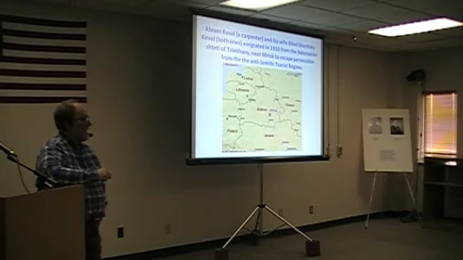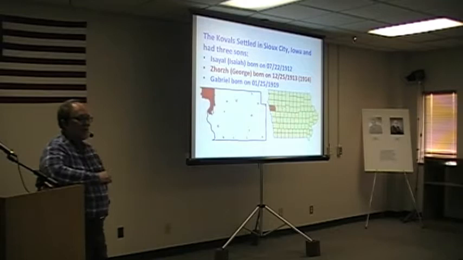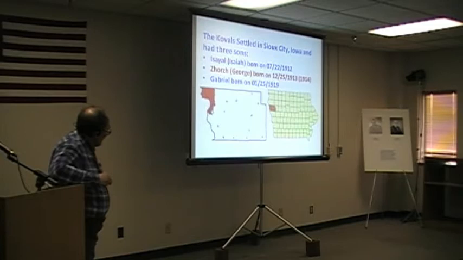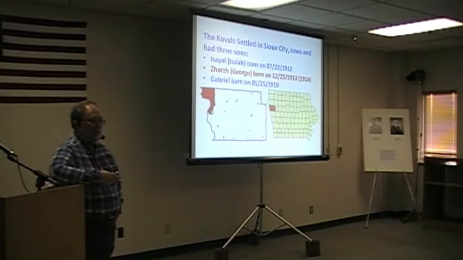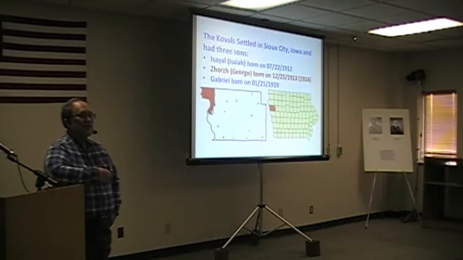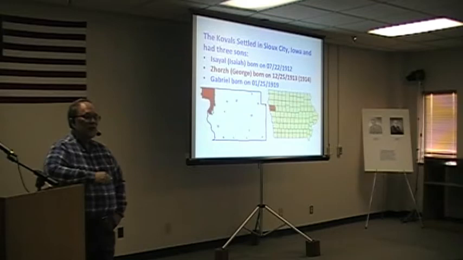And if you see the next slide, this is where they ended up, Sioux City, Iowa. Right in the middle. Right in here, Sioux City. It turns out Sioux City was a growing town in the early part of the 20th century, and they had visions of becoming the next Chicago. They actually encouraged people from Eastern Europe to settle there.